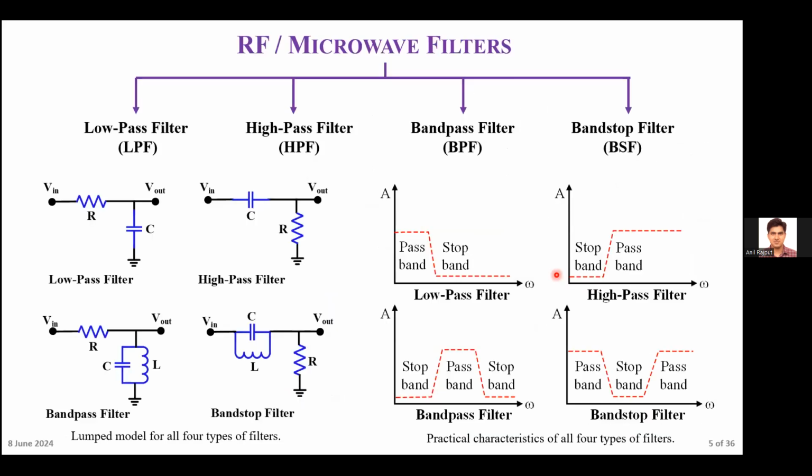So these are the classifications of the filters. The filters are of four types: low pass filter, high pass filter, band pass filter and the band stop filter. These are the simple lumped equivalent models of all four types of the filters and their responses. The low pass filter passes the lower frequencies and stops the higher frequencies, and the high pass filter stops the lower frequencies and passes the higher frequencies. The band pass filter passes a certain frequency band and stops either side of this frequency band, and the band stop filter stops a certain frequency band and it passes either side of this frequency band.